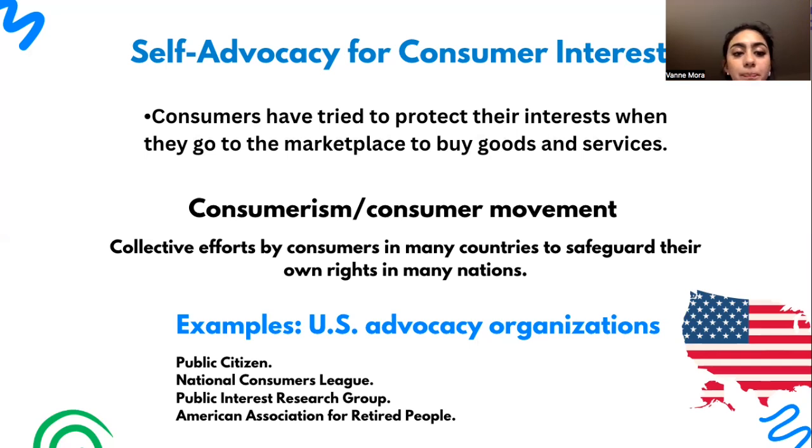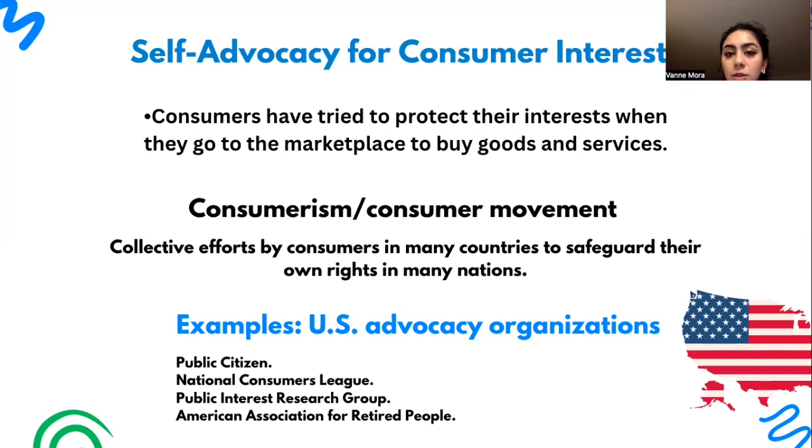They have Public Citizen, the National Consumers League, the Public Interest Research Group, as well as the American Association of Retired Persons. Each country has its own organizations.